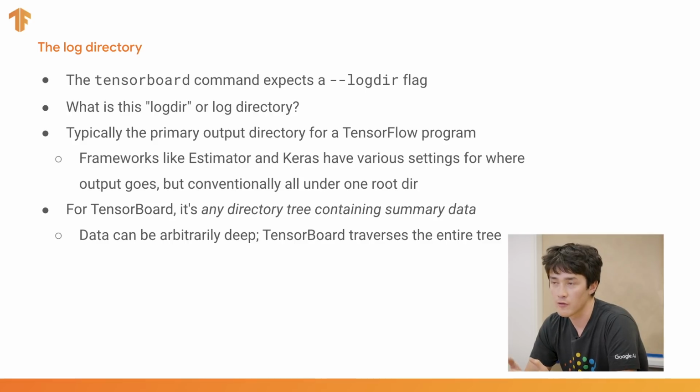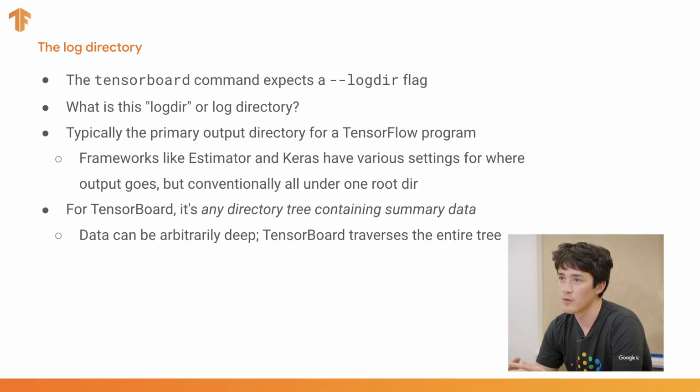The TensorBoard command expects a required --logdir flag. In fact, your first introduction to TensorBoard may have been trying to run it, and then it spits out an error that you didn't pass the logdir flag. So the log directory flag is the location that TensorBoard expects to read data from. And this is often the primary output directory for a TensorFlow program. Frameworks, again, like Estimator and Keras, have different knobs for where output goes, but often people will put it all under one root directory, and that's often what people use as the log directory.